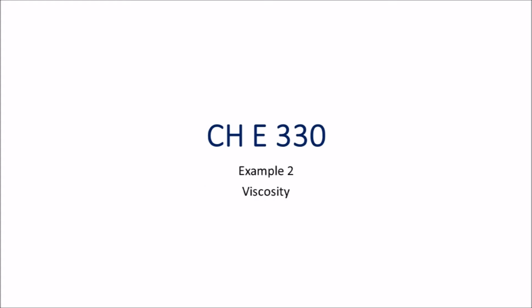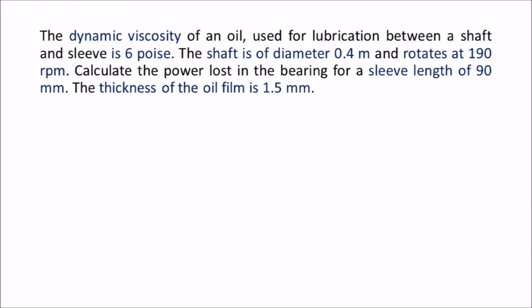Example 2 is a problem dealing with viscosity. In this problem, we have an oil serving as lubricant between a shaft and a sleeve, and our goal is to calculate the power loss in the bearing for a sleeve of known length. Now you should pause the video and try to solve this on your own before we work through the solution.